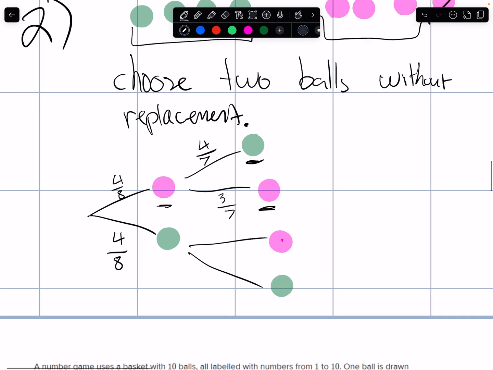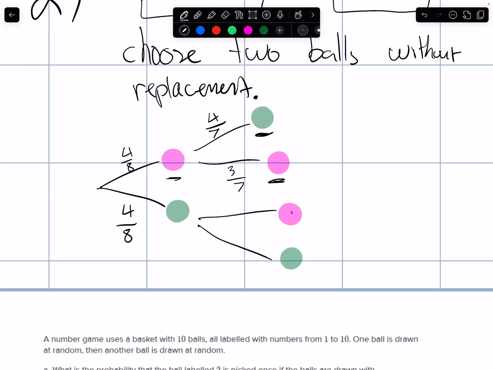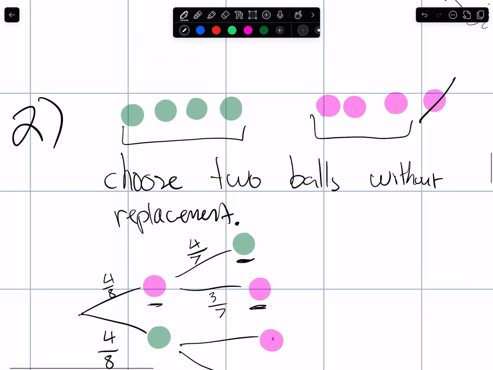So the same is said down here. If I have taken a green, what is the probability of me choosing another green? Right? Well, I know that I've already taken some, so my total number is going to be down by 1, down to 7. Now, I had 4.